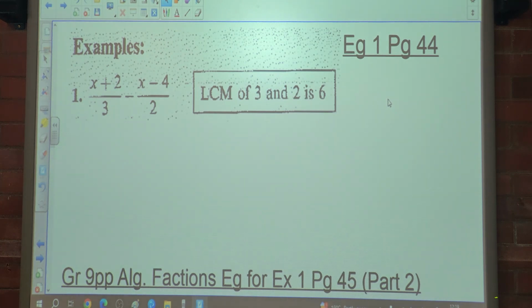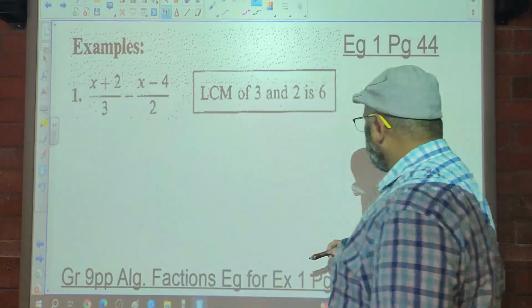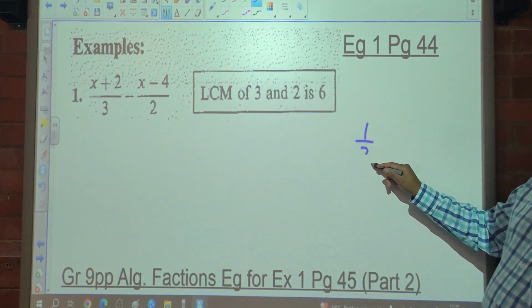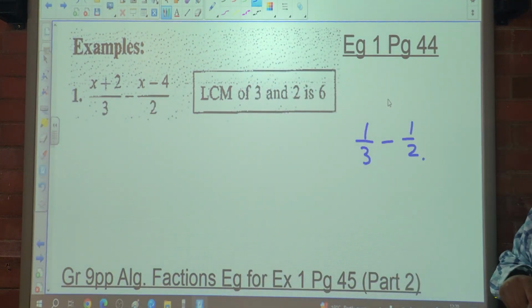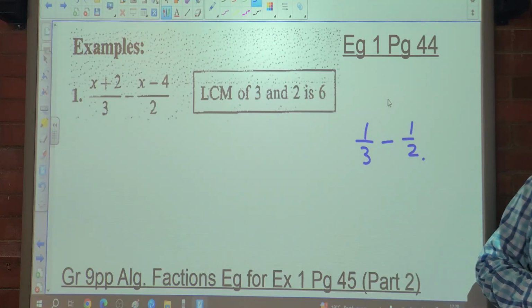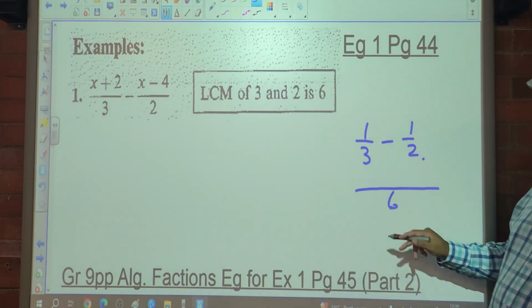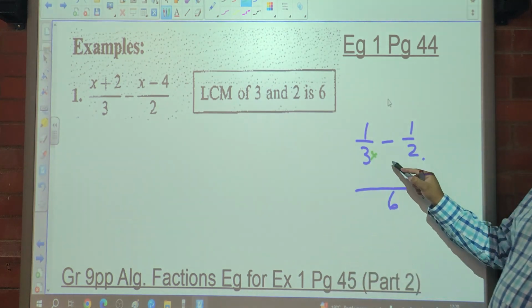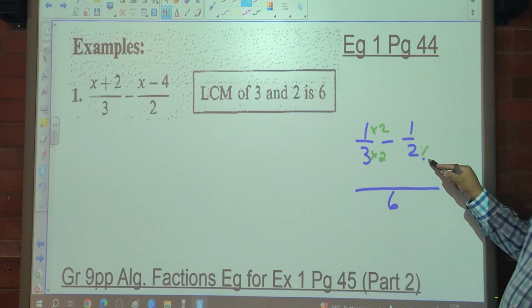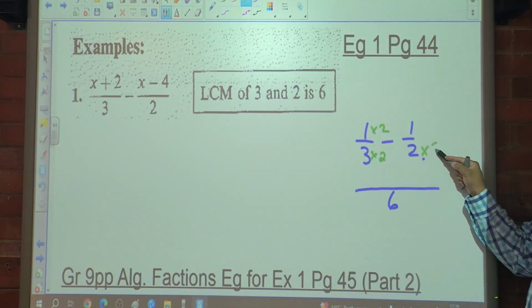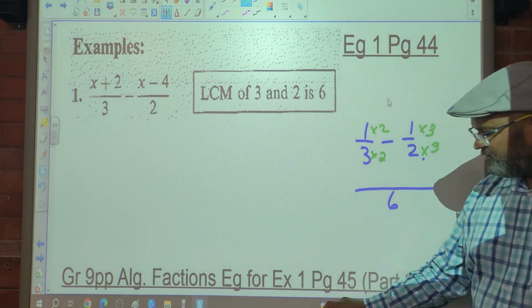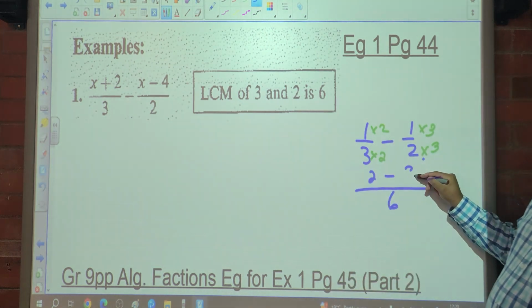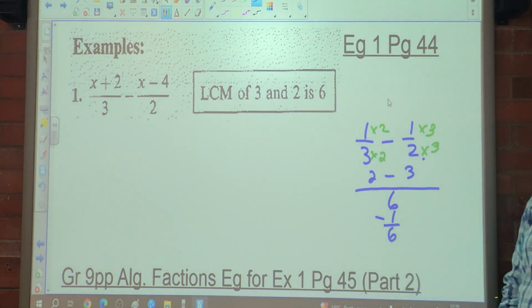So where do we start? We always start with the LCM. And what's the LCM? 6. For those of you who don't understand, take a step back: you've got 1 over 3 minus 1 over 2, and you're asked to simplify this. What would you have done first? LCM, and the LCM would have been 6. Then I multiply 3 by whatever gives you 6, which is 2, and 2 by whatever gives you 6, which is 3. That's going to give you 2 minus 3, which is negative 1 over 6.